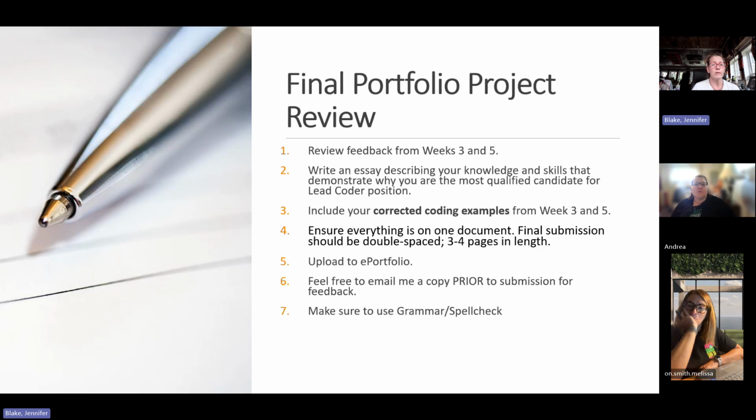Your final portfolio project, you're going to review the feedback from week 3 and 5, make any corrections. So you really want your codes to be accurate and correct because this is your finished, polished, good copy. This is the easy part. You're going to write a short essay describing your knowledge and your skills that would demonstrate why you would be most qualified to be a lead coder position.